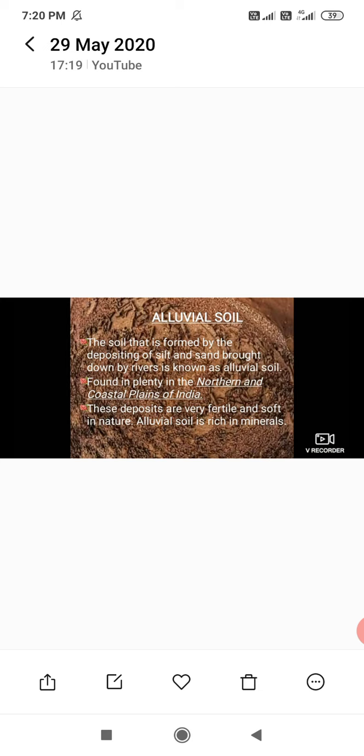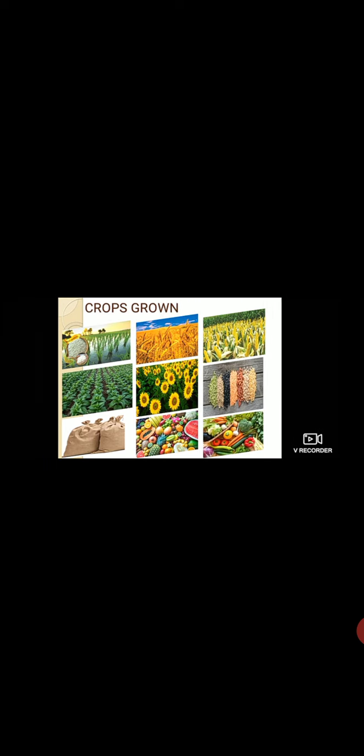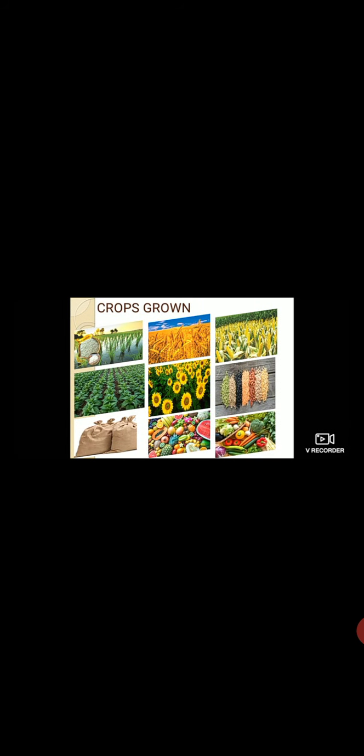And these deposits are very fertile and soft in nature. Alluvial soil is rich in minerals. So the crops grown in alluvial soil are rice, wheat, maize, tobacco, oil seeds, pulses, jute, fruits, and vegetables. As alluvial soil is very rich in minerals, different types of crops are grown in this type of soil.